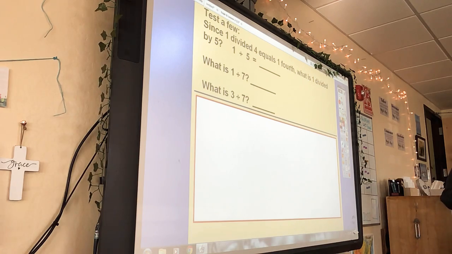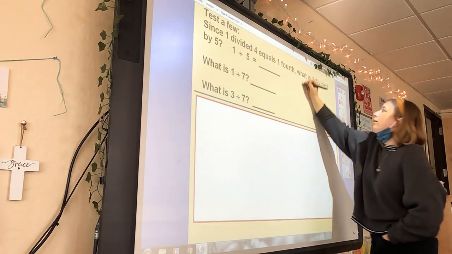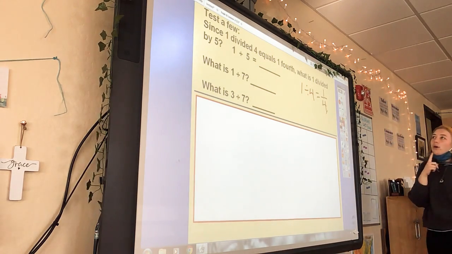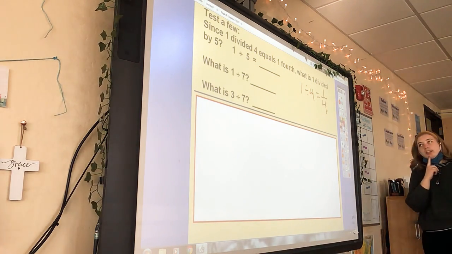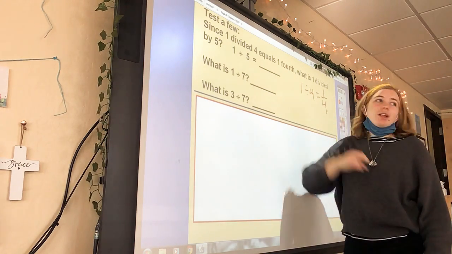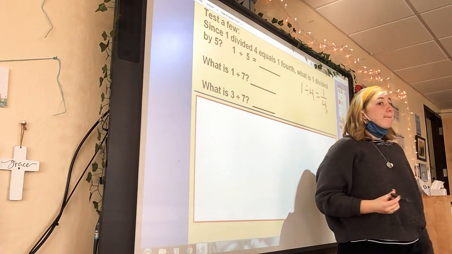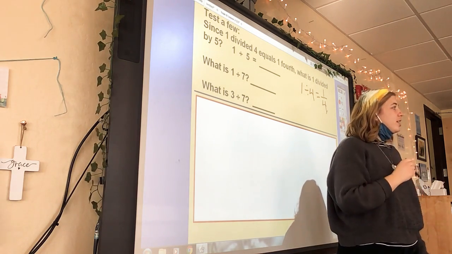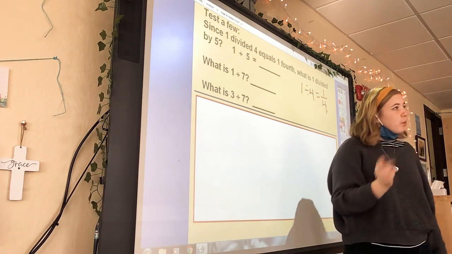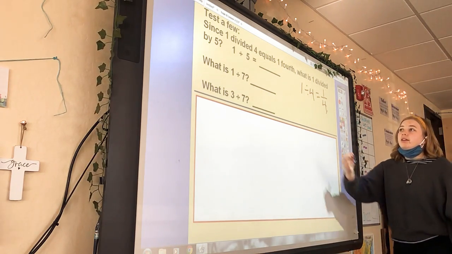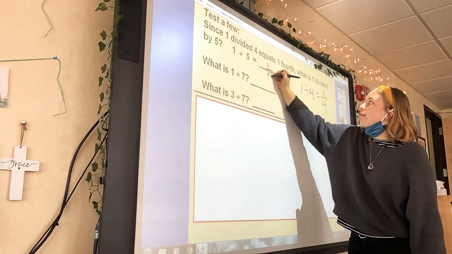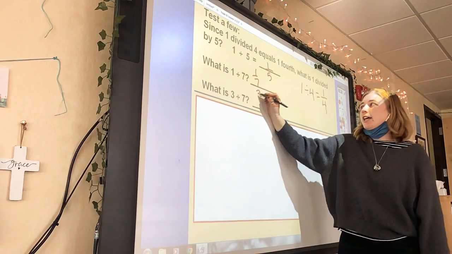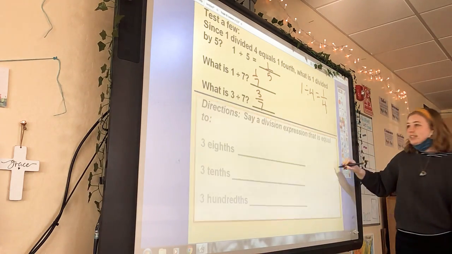But since 1 divided by 4 equals 1/4, what is 1 divided by 5? Ready? Go. 1/5. If 1 divided by 4 is 1/4, what is 1 divided by 5? 1/5. What is 1 divided by 7? 1/7. What is 3 divided by 7? 3/7. Good. You guys catching the drift now?